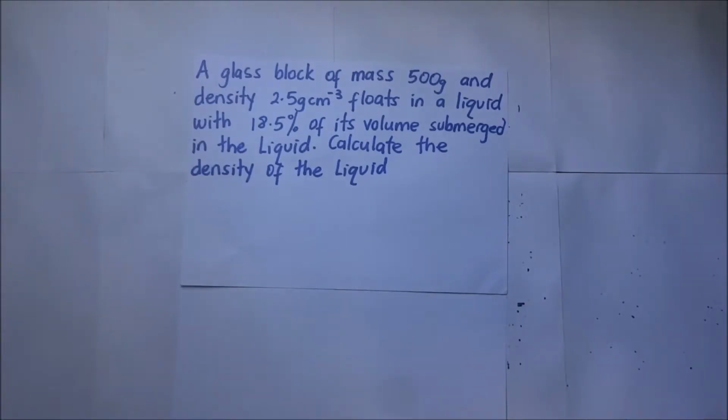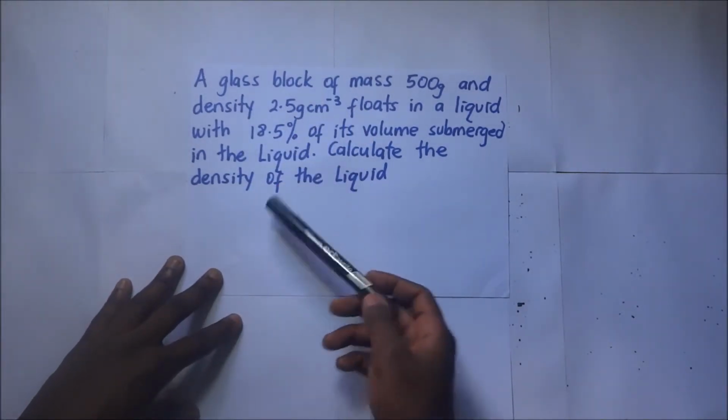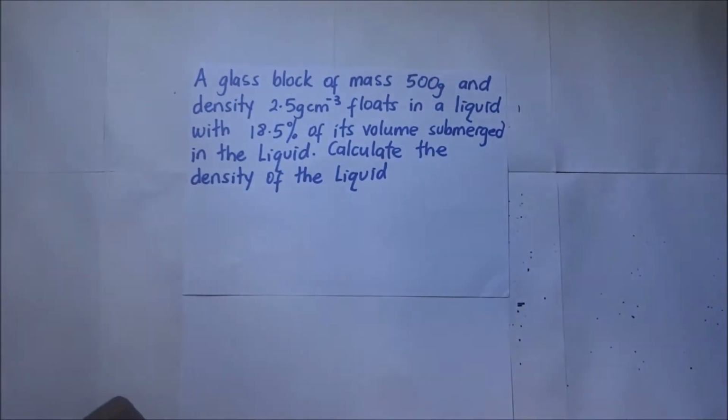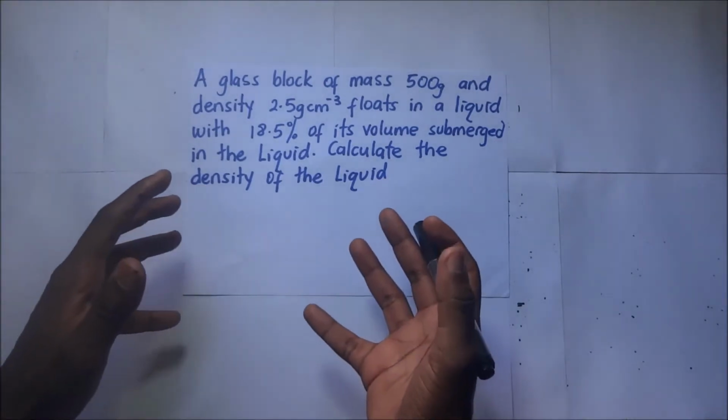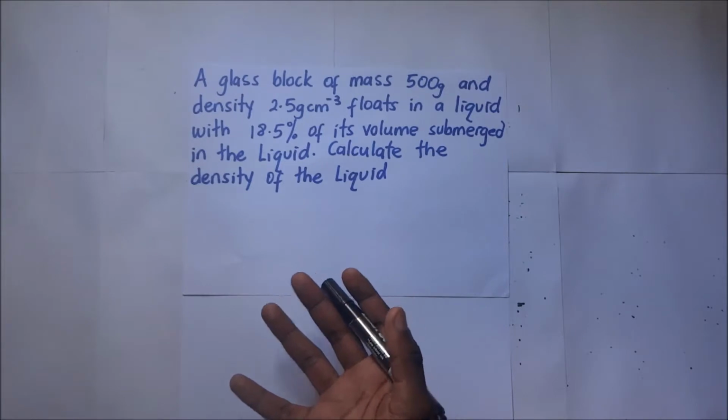A block of mass 500 grams and density 2.5 grams per centimeters cubed floats in a liquid with 18.5% of its volume submerged in the liquid. Calculate the density of the liquid. Again, we are going to use this principle of flotation to interpret this. We are looking at a glass block, and this glass block is submerged in a liquid. So what does that mean? It means that the weight of the block is equivalent to the weight of the liquid it displaces.